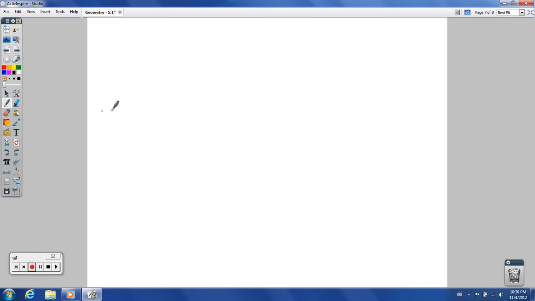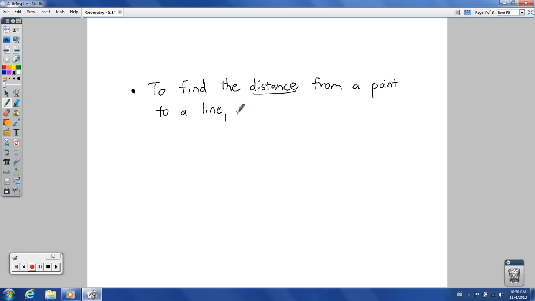Let's look at a couple other things, and we will call it a good set of notes from there. So let's make this important point. To find the distance from a point to a line, we're always going to use a perpendicular segment.